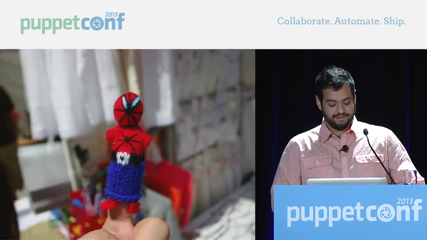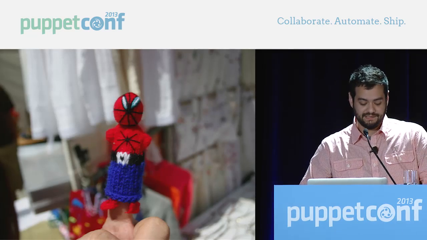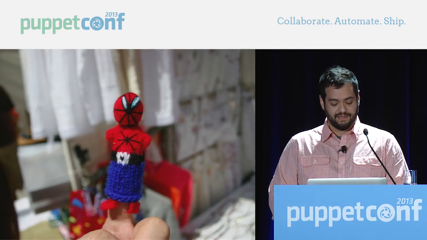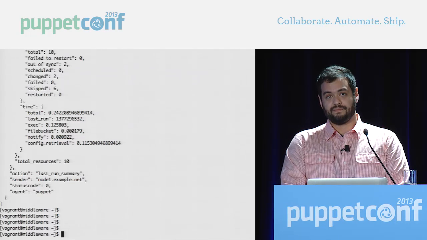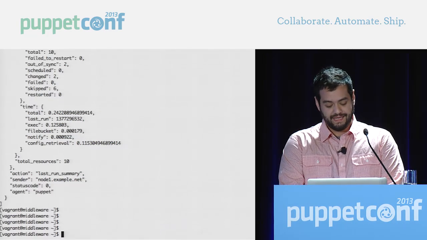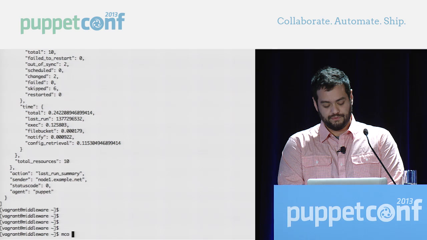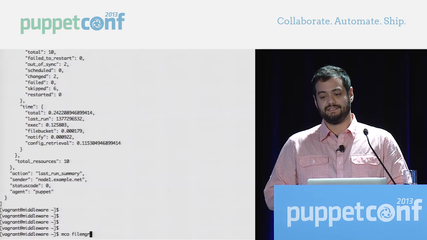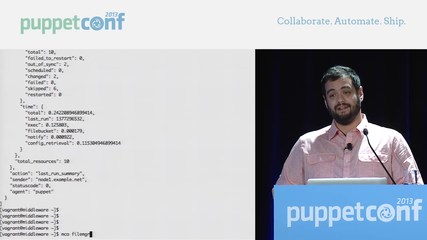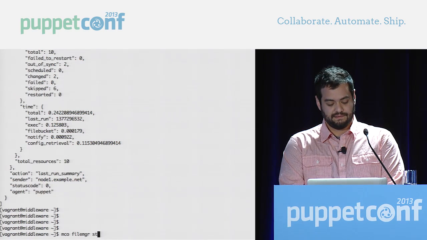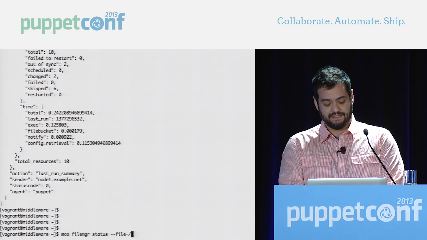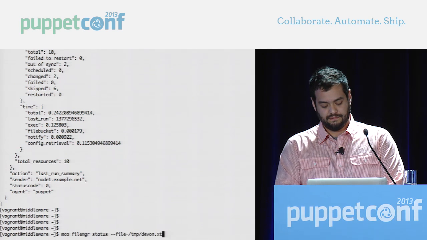All right, and so that is the Puppet agent. Oh, wait, actually, no, I'll show you one more thing, the interesting bit with the Puppet RAL. So I'll briefly show you another agent here. So we'll do MCO file manager. And this is a really simple agent that lets you touch a file, remove a file, or get stat on a file. So let's see the status of /temp/Devon.